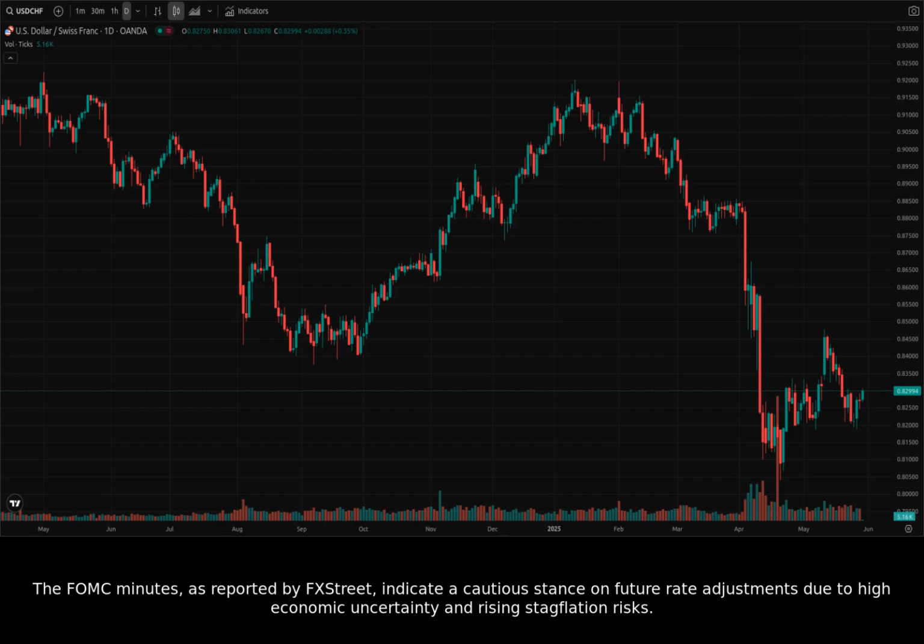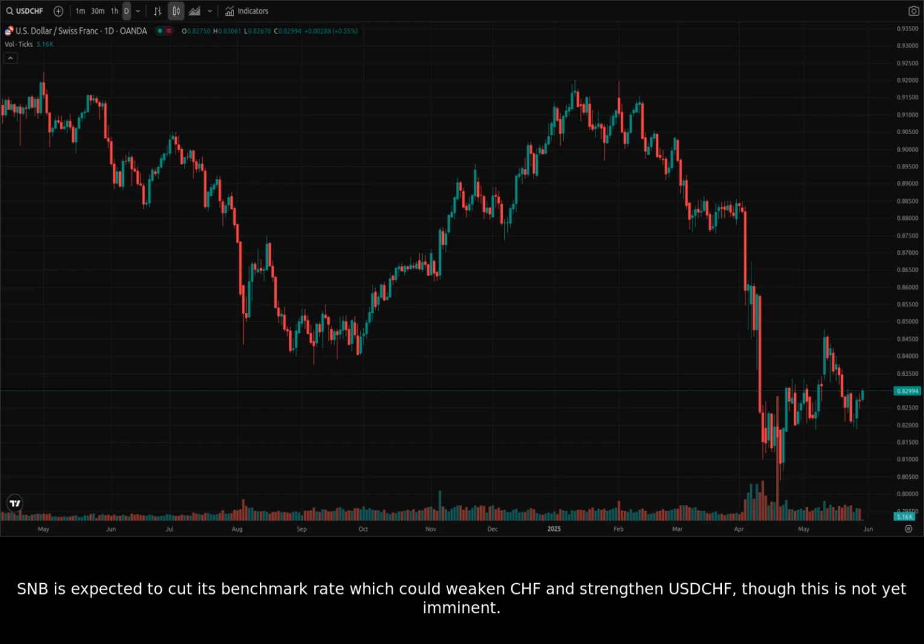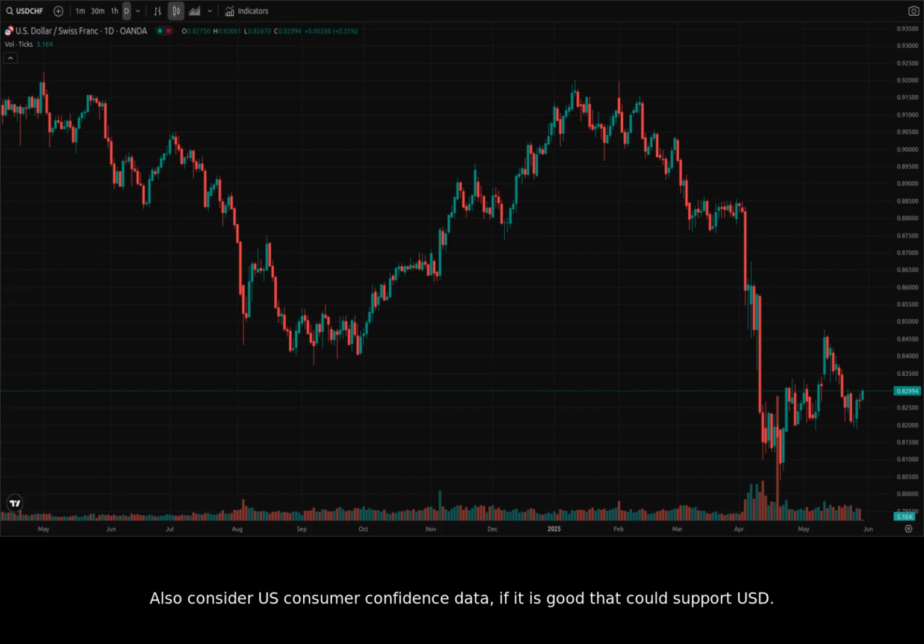The FOMC minutes, as reported by FXStreet, indicate a cautious stance on future rate adjustments due to high economic uncertainty and rising stagflation risks. This cautious stance might support the Swiss franc as a safe haven asset. SNB is expected to cut its benchmark rate, which could weaken CHF and strengthen USDCHF, though this is not yet imminent. Also consider U.S. consumer confidence data. If it is good, that could support USD.